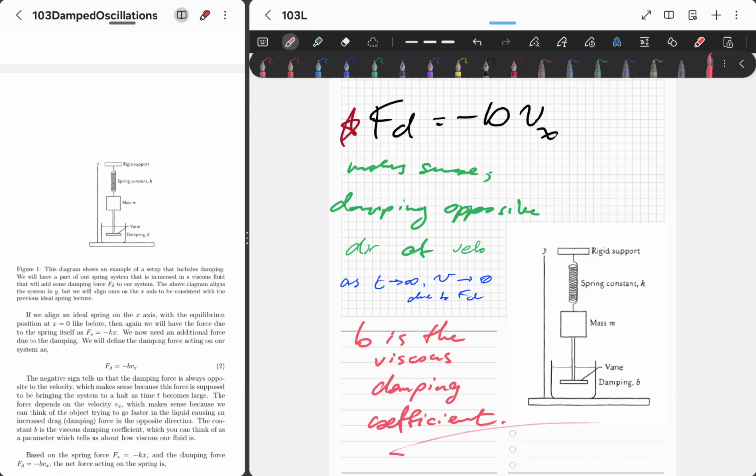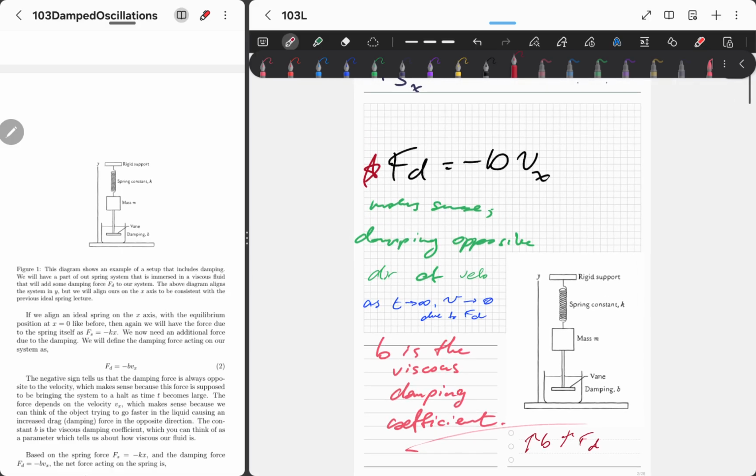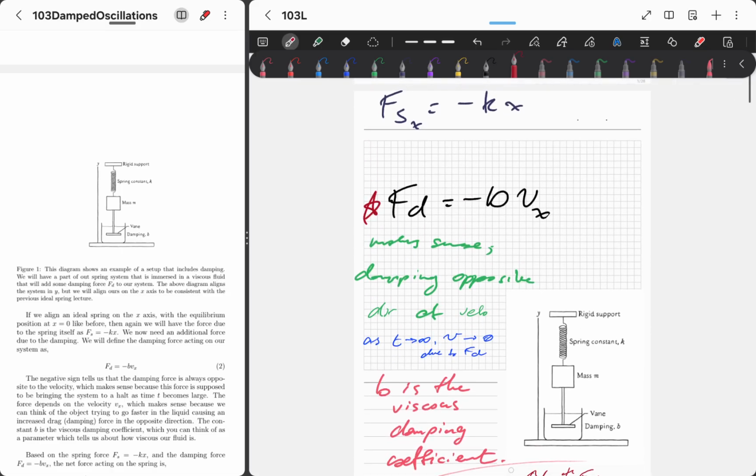This constant b is called the viscous damping coefficient. It's just some parameter telling us how viscous the fluid is. In other words, how strong is this frictional force? Bigger constant, we're going to have a stronger force slowing us down. This is our damping force, and essentially, we just have to take this, go back to Newton's second law, and plug it into our spring model. So let's go back to Newton's second law.